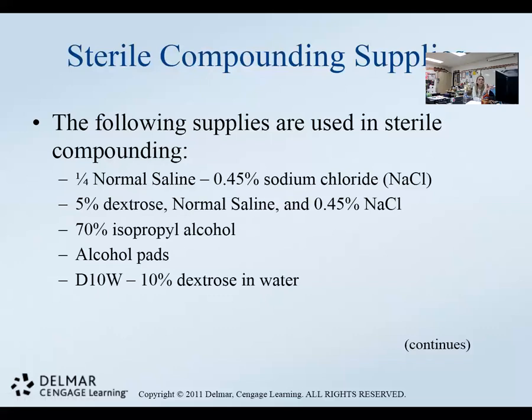70% isopropyl alcohol pads, that's to clean it. And then look, D10W is 10% dextrose. Whenever you see those numbers in there, that usually gives you a percentage, okay? So D10 is 10%, D5 is 5%. It says a fourth normal saline, but that should be half. I don't know why it says that. Anyways, half normal saline is the 0.45%.